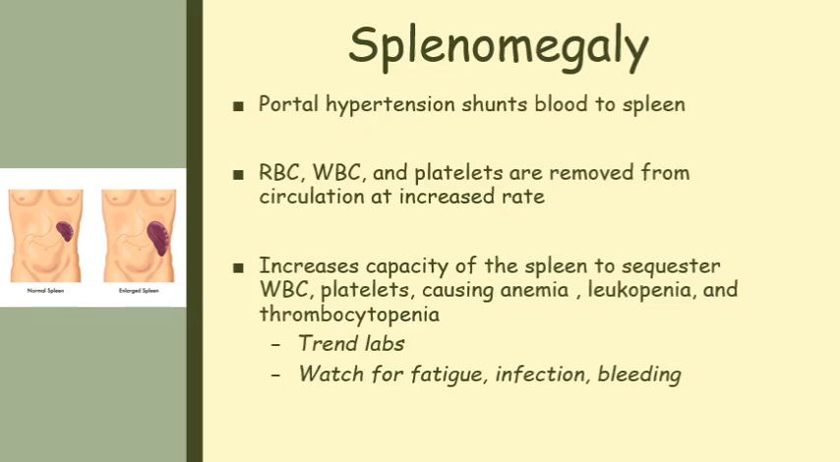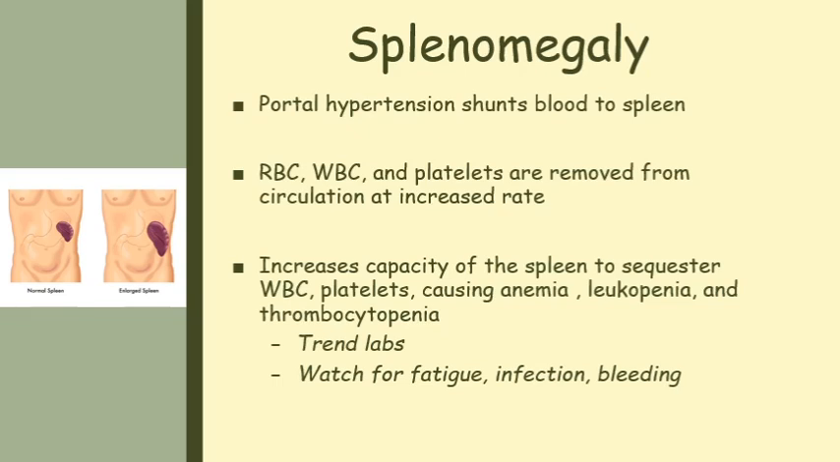Thinking about splenomegaly, portal hypertension shunts blood to the spleen through the splenic vein, and it causes splenomegaly. As a result of that, the red blood cells, white blood cells, and platelets are removed from circulation at an increased rate. Therefore, when we look at our labs, our white blood cell count, our platelets, and our red blood cells are all going to be decreased. So we will have a patient who is anemic, who has leukopenia, and who is thrombocytopenic.